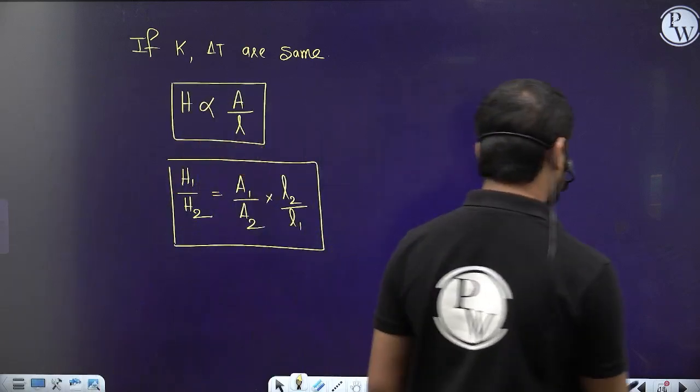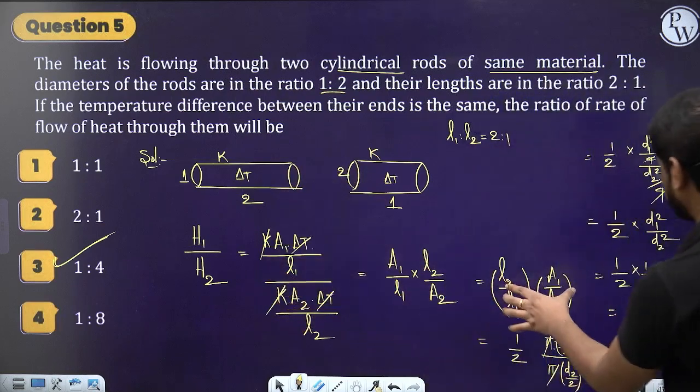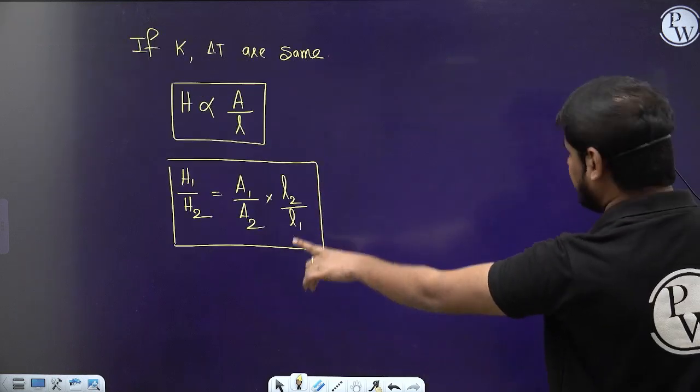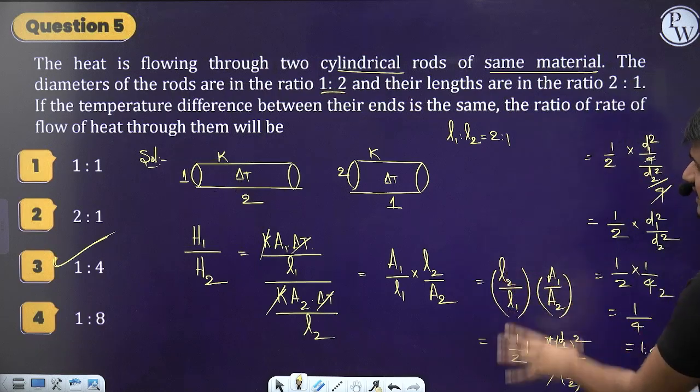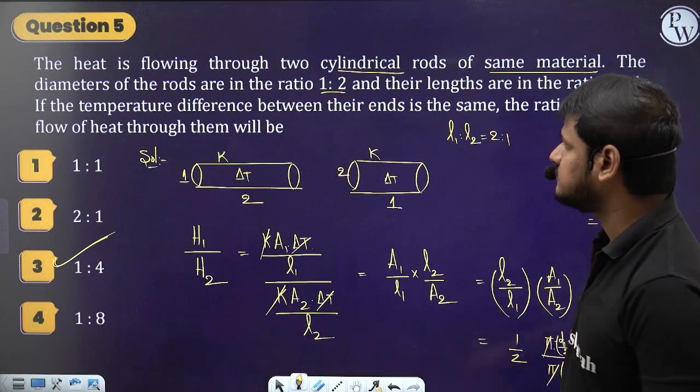This is for simpler calculation. So I need not do all this; I can directly arrive at this formula, L2 by L1 into A1 by A2, by looking at the question. Done. Chalo.